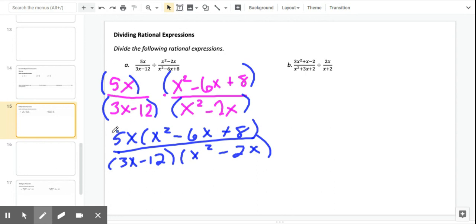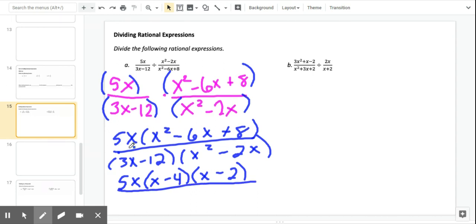So the 5x is a monomial, so we don't need to do anything to that. This is a trinomial, so we're going to factor it by asking ourselves what adds to -6 and multiplies to 8. And the answer to that is -4 and -2, because -4 plus -2 is -6, and -4 times -2 is 8.